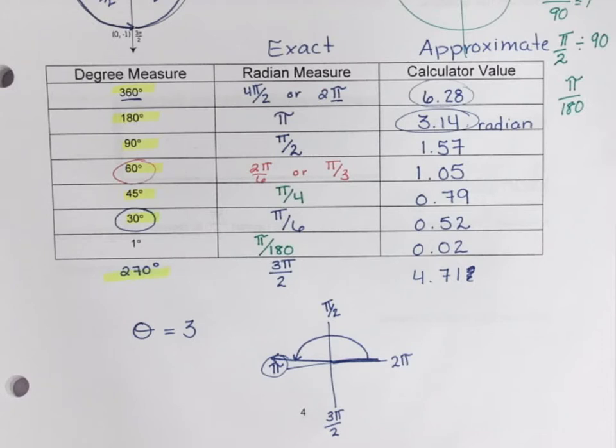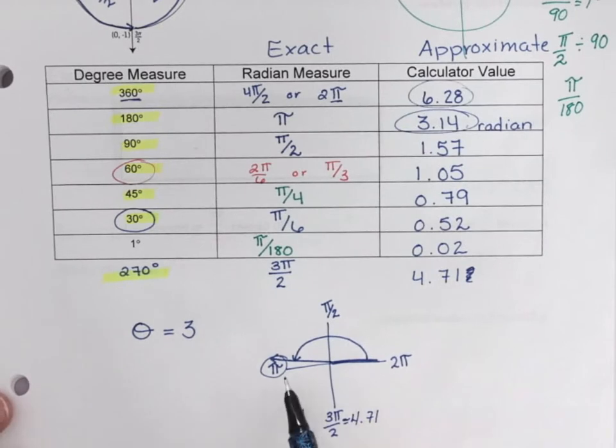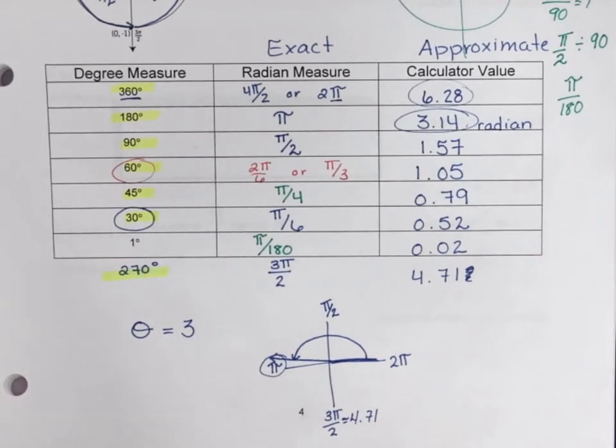It should be 3. Because this one is 4.71 approximately, right? So this is 3.1, this is 4.7, and 4 is going to be somewhere in quadrant 3. Make sense? You asked us for radians. Where is it on this?